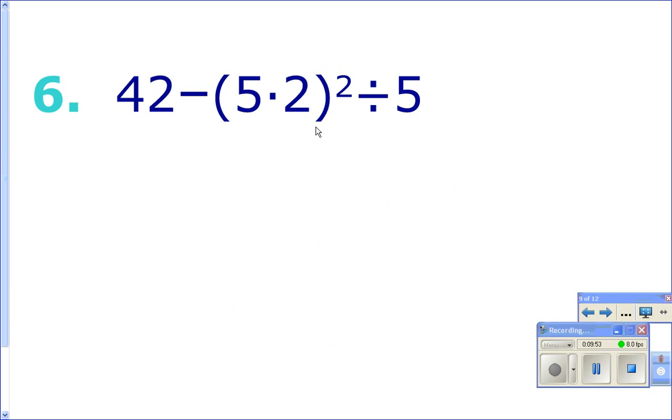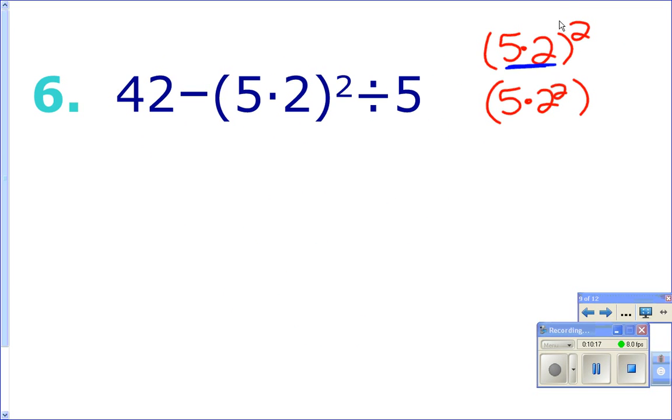Okay, now I'm going to show you guys something real quick before we solve this problem. 5 times 2 in parentheses squared is not the same as 5 times 2 squared with the parentheses. Here, this means that you're going to solve the 5 times 2 first, then square that, the answer here. This one says you're going to square 2 first, so 2 squared, which is 4, times 5. And you will get 2 different answers. Make sure that you pay attention to where the exponent is located in the problem.